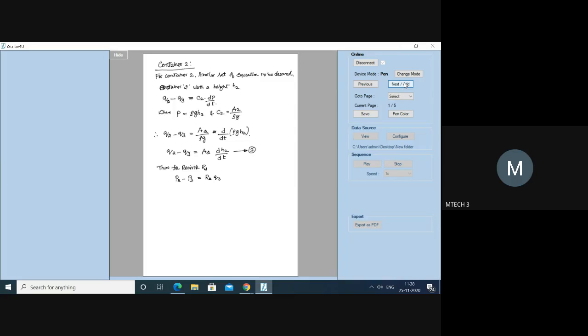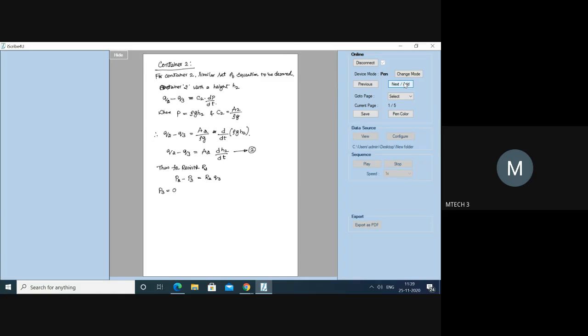What is P3? You are sending that pressure to where? Are you sending it to any container or to the atmosphere? Atmosphere. Okay, right. So P3 is equal to 0 atmospheric pressure, because we are measuring the pressure above the atmospheric pressure. P1 and P2 are also pressures measured above atmospheric pressure. So P3, you are sending it to atmosphere. P3 is equal to 0.